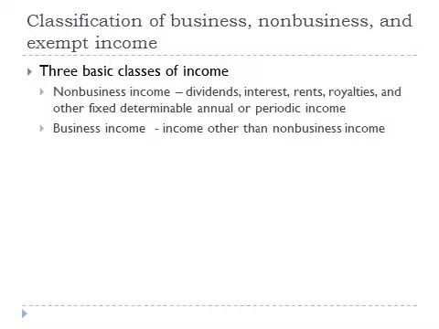Business income is usually all other U.S. source income that is not non-business income. Business income is taxed in the United States at the regular graduated tax rates that apply to U.S. citizens and domestic corporations, and all applicable deductions are allowed against this income.